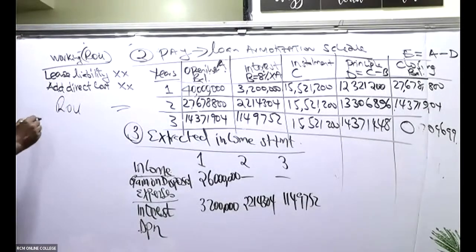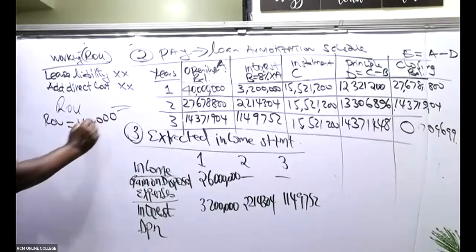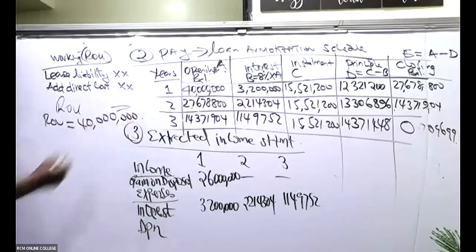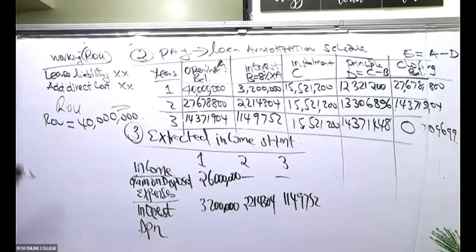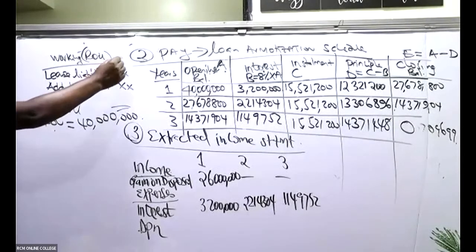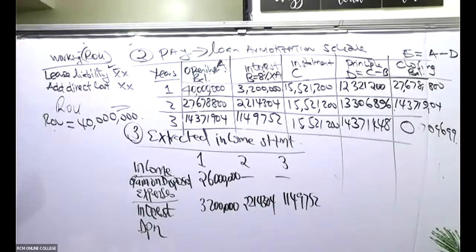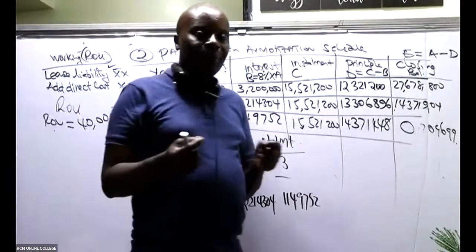So basically, in our case, our ROU will be exactly equal to what here? Somebody? To 40 million, because there are no additional costs. So our ROU will basically be equal to the lease liability. Remember, this right of use is what will be your asset value.